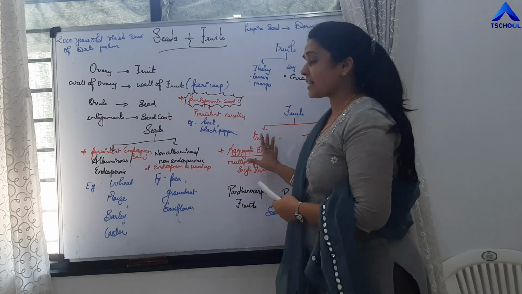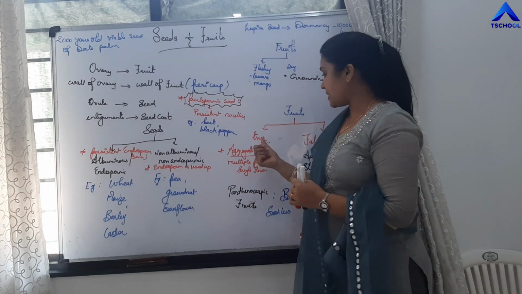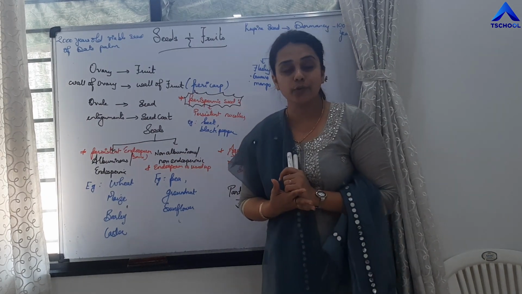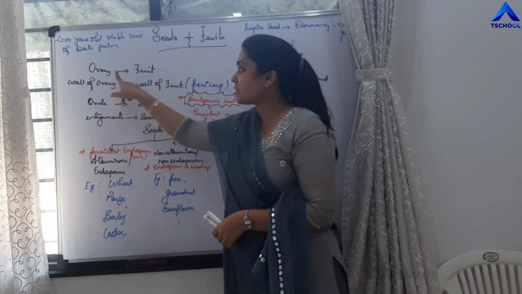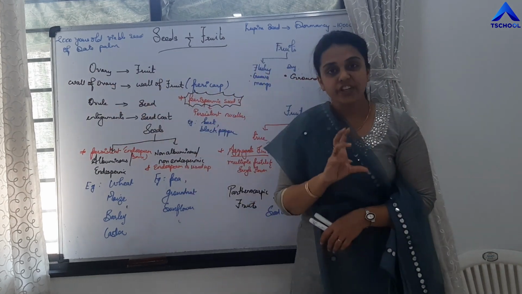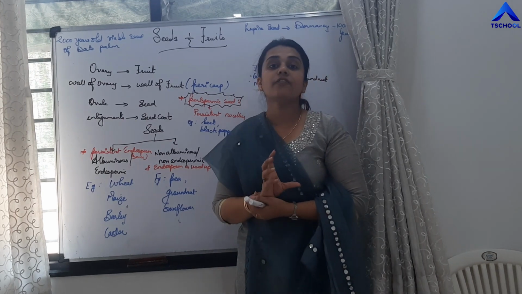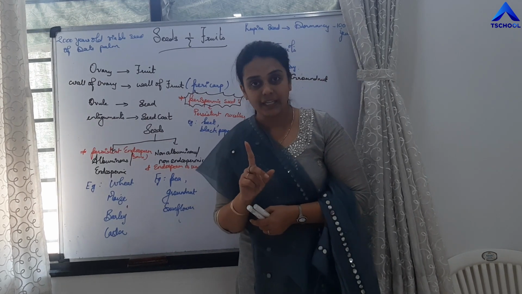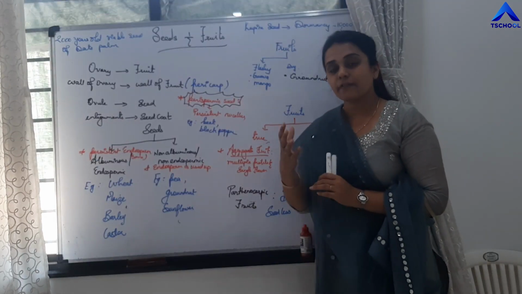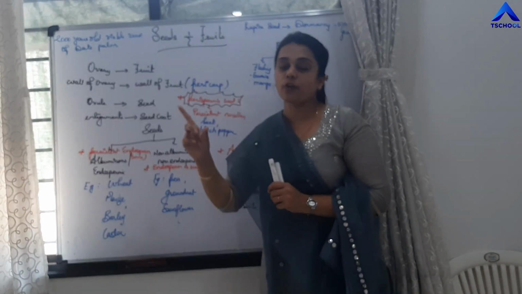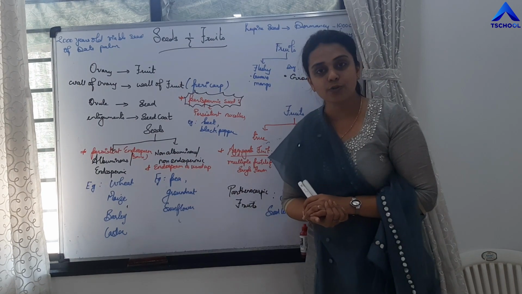Fruits can also be classified as true fruit and false fruit, right? The name itself says what true fruits are. What we studied, fruit develops from ovary. So if a fruit develops from which part of the inflorescence? From the ovary. Such fruits are called true fruits, the fruits which are developing from the ovary itself. Most of the fruits are true fruits.